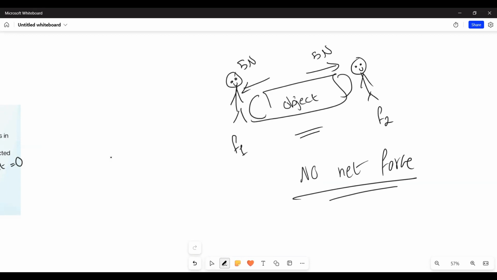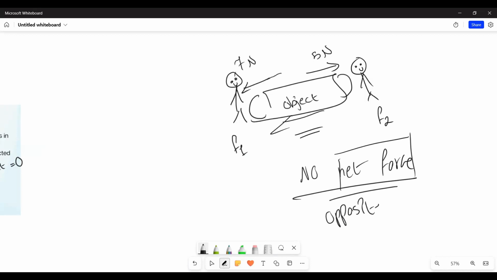طيب, if I pulled with more force than you did. طيب, if I pulled with, let's say, 7 Newton, I'm gonna get the object and you're not gonna get it. طيب, because there's gonna be a net force. طيب, whenever I'm calculating net force, how do I get my net force? If the forces are acting in opposite direction, I'm gonna minus. طيب, if opposite direction, then we're gonna minus. طيب, if we're acting in the same direction, then we're gonna add the forces. طيب, same direction, we're gonna add the forces.